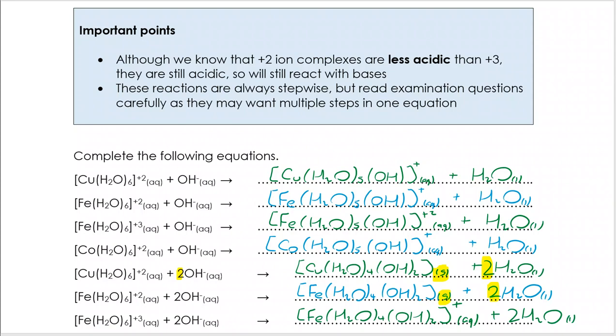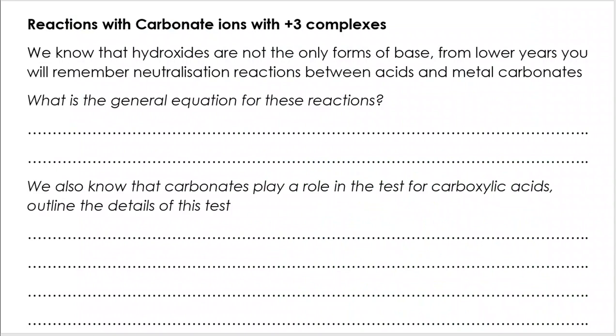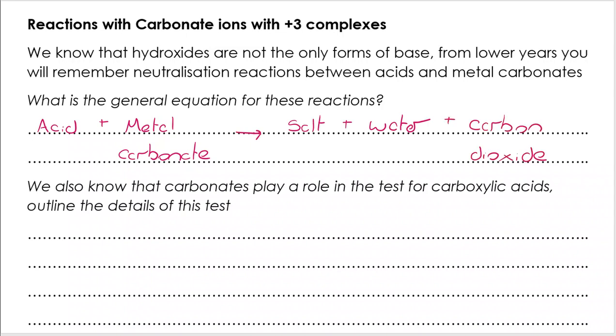Let's also take a look at the reactions with carbonate ions. These are very different when we have complexes with plus 3 metal ions and when they have plus 2 metal ions. And we're going to look at both of them. But to begin on this section, we're going to go back to way before A level. And I'd like to have a think about the general equation for when we add an acid to a metal carbonate. An acid plus a metal carbonate goes on to make a salt, goes on to make water, but it also goes on to make carbon dioxide.